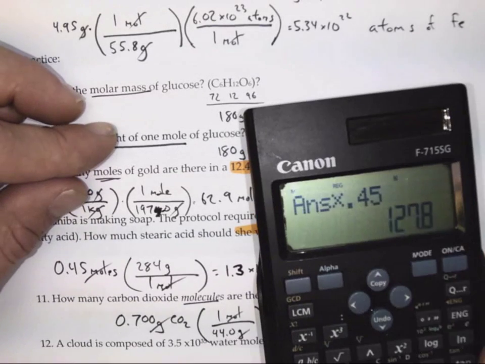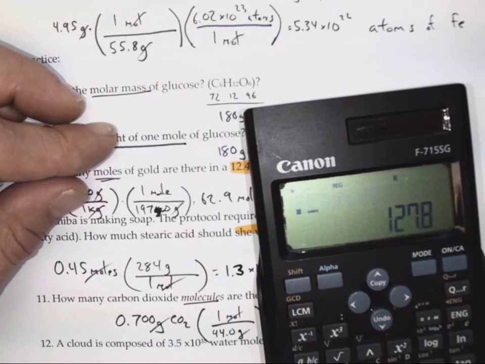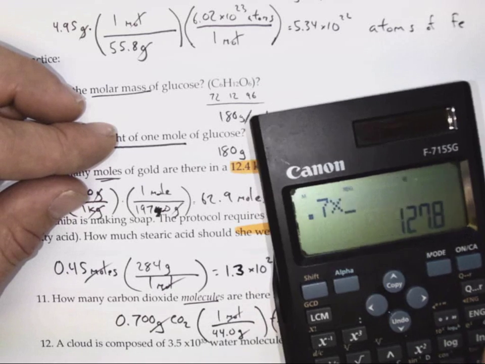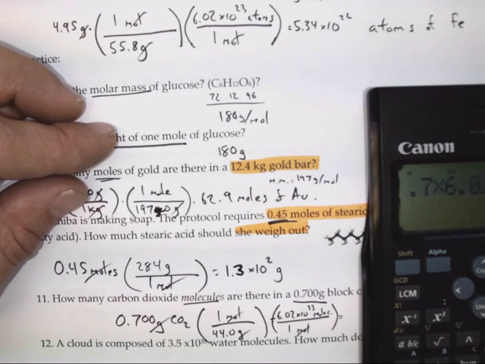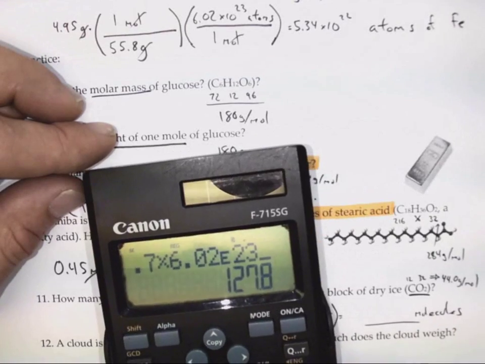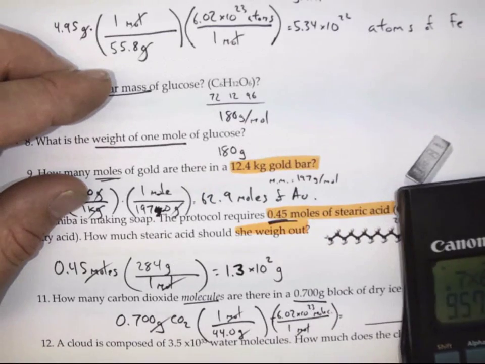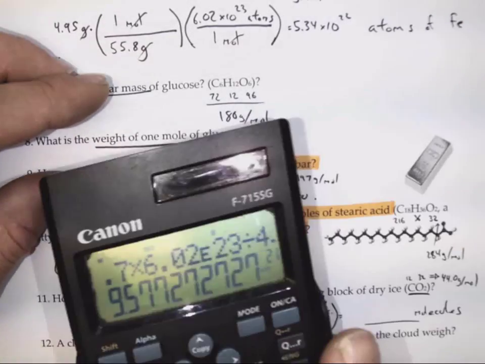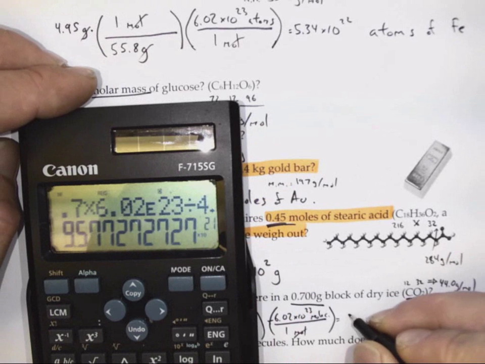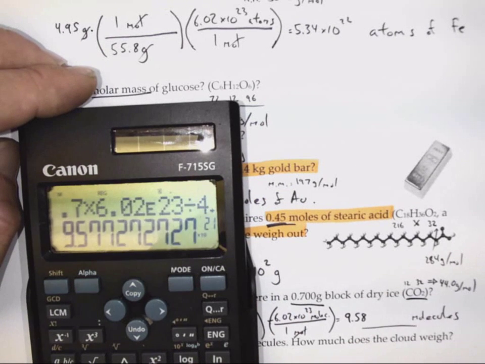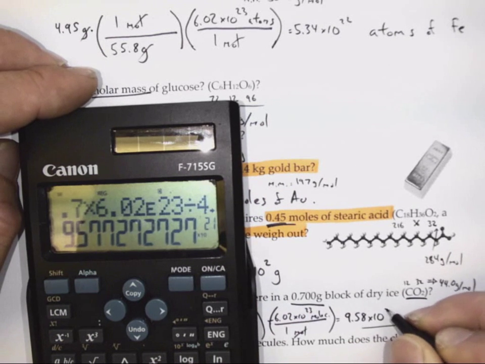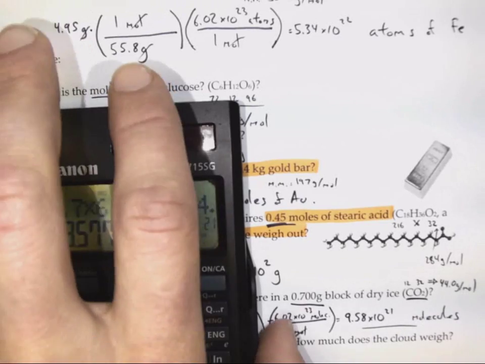All right, so I'm going to do that multiplication nice and quickly. 0.7, I don't even really need to put 0.700 because there's lots of zeros over here as far as the calculator is concerned. Times that 1 times 6.02 times 10 to the 23. And then I'm going to divide it by 44. I get, how many sig figs should I be allowed? 3. So it's 9.58 times 10 to the 21 molecules.